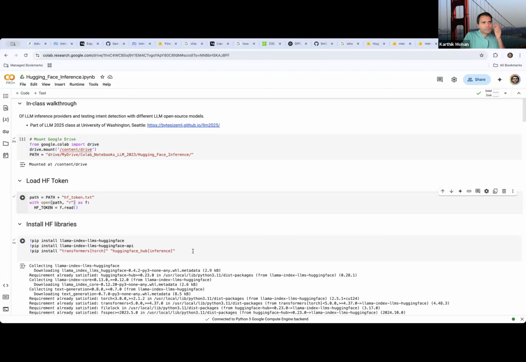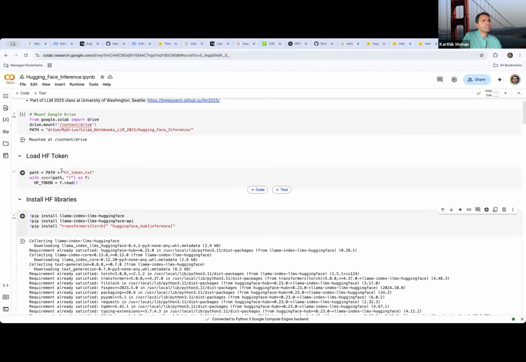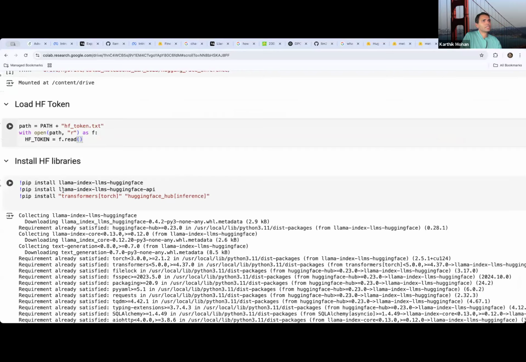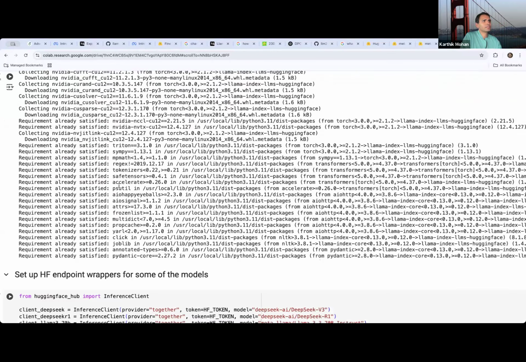Although if you're using an inference provider, you are also incurring an inference provider API cost. So you probably still need a Hugging Face token to be able to load the model, but then you're inferencing from the inference provider. So we load the Hugging Face token here. I've stored it in a document, so I just load it. Install some libraries for Hugging Face, transformers, Hugging Face Hub. Okay, that's done.